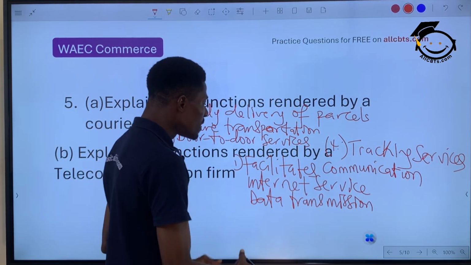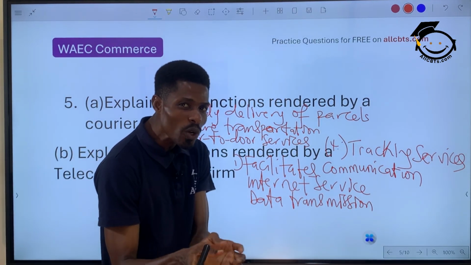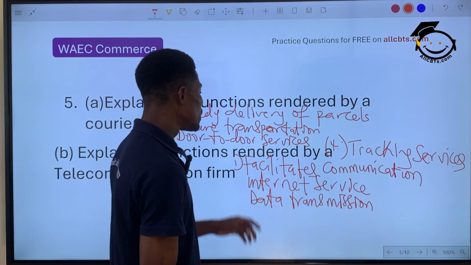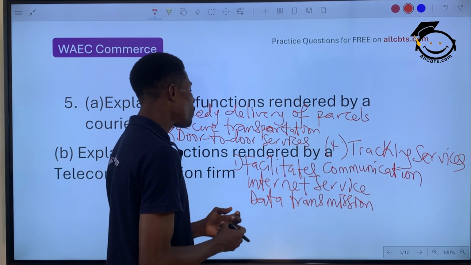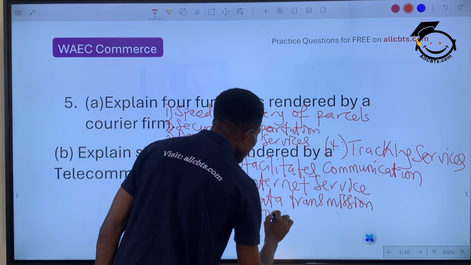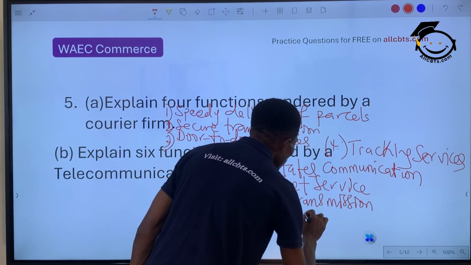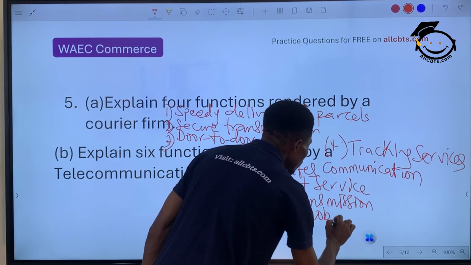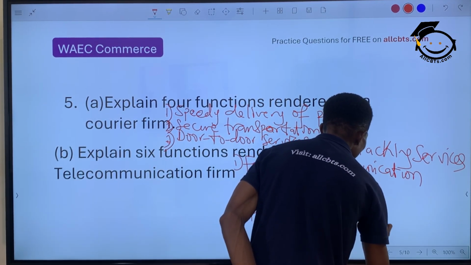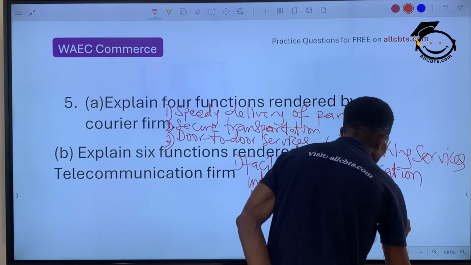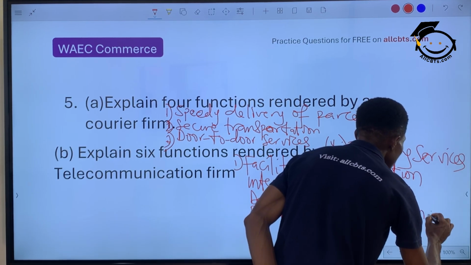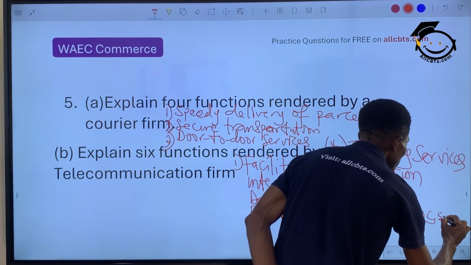This one talks about transfer of digital information, not physical information. Information in digital form. They transfer it. That's another thing they do. I'll take the fourth one. They provide mobile call and SMS services. SMS what? Services.